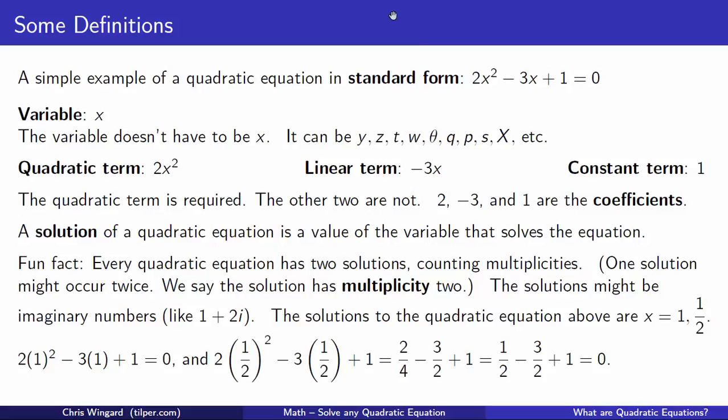And what happens if we plug in x equals 1/2? Well, we get 2 times 1/2 squared minus 3 times 1/2 plus 1, which is 2 times a fourth, which is 2 over 4, minus 3 halves plus 1, which simplifies to 1/2 minus 3 halves plus 1, which is 0. So plugging in x equals 1 or x equals 1/2 satisfies this equation, which means the two solutions to this quadratic equation are x equals 1 and 1/2.